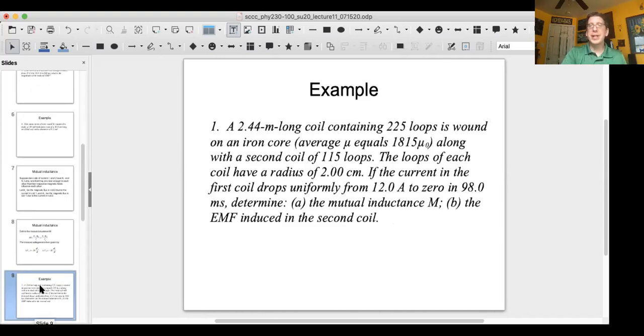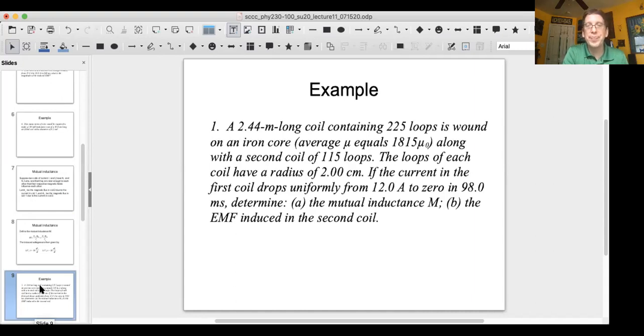So let's do another example. A 2.44 meter long coil. So we have a very long cylinder containing 225 loops, which is actually not that many loops for that length of cylinder. And it's wound on an iron core. So the average mu is equal to 1,815 times mu naught.